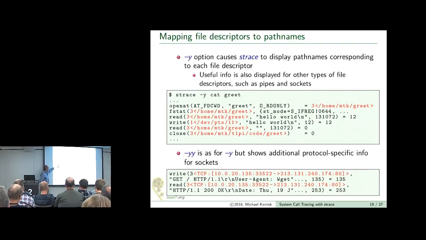So here we're seeing file descriptor 3 refers to the path /home/greet and so on. I've made a little mess up editing that slide. That last path name there should say home mtk greet. I tried to shorten my slides, but I failed to edit that piece.